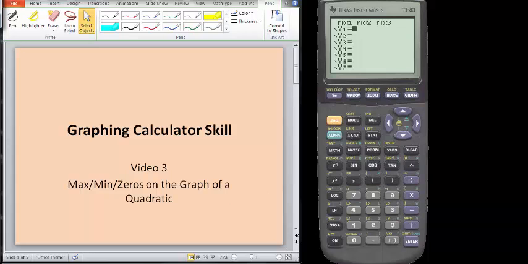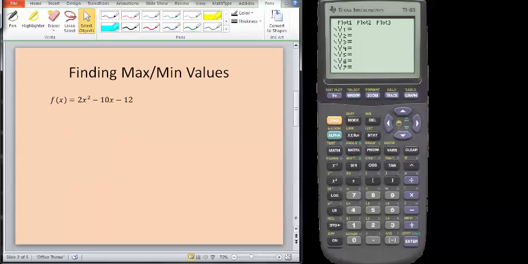All right, so we're going to go ahead and get started. And this is our first example. So in y equals on your graphing calculator, you want to type in 2x squared minus 10x minus 12. And we're going to go ahead and press graph, and we're going to take a look at it.